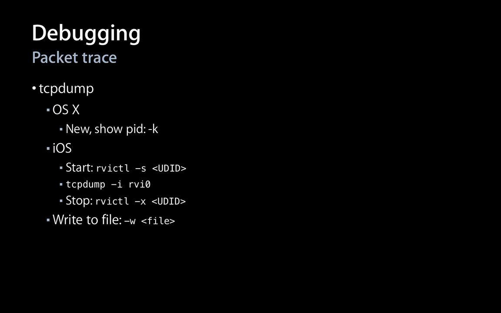On iOS, we don't have a command line, so there's no way to run tcpdump, but it's still really important to get packet traces. Fortunately, we have something called remote packet capture. If you have the developer tools installed, you can hook up an iOS device using USB to your Mac, and you can create a virtual interface for capturing packets.